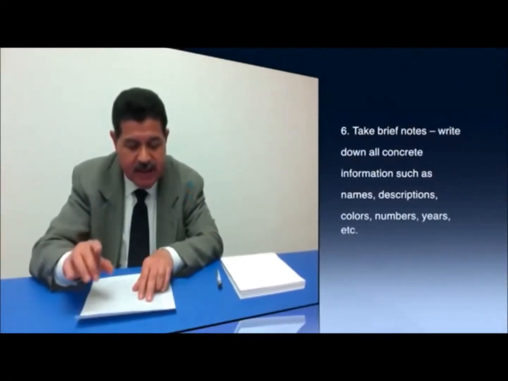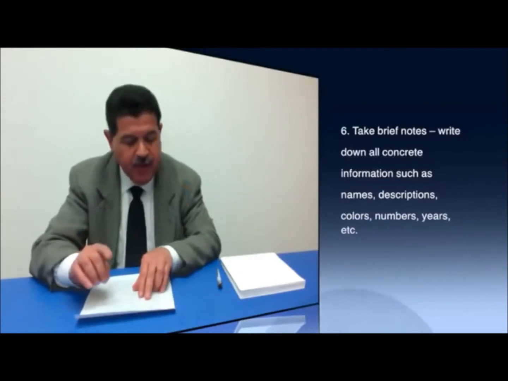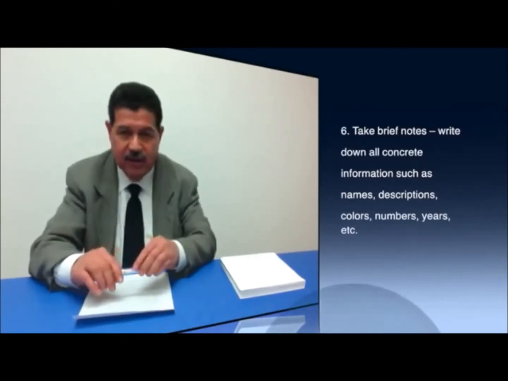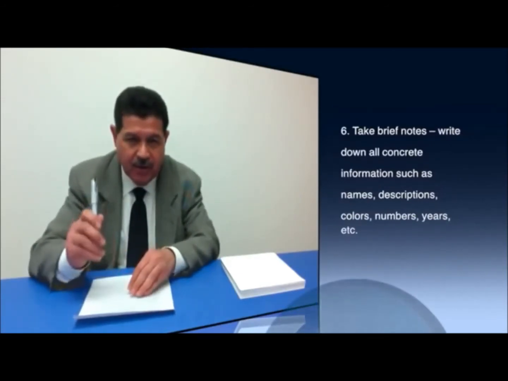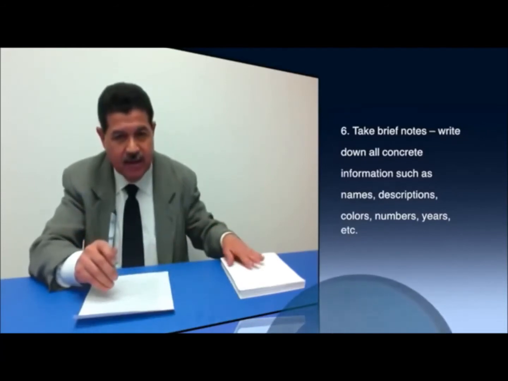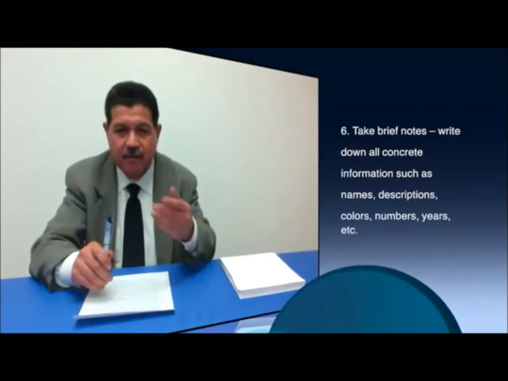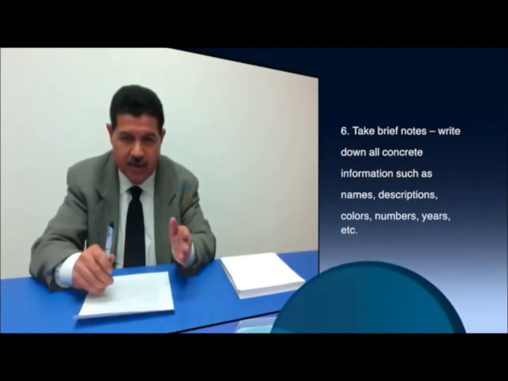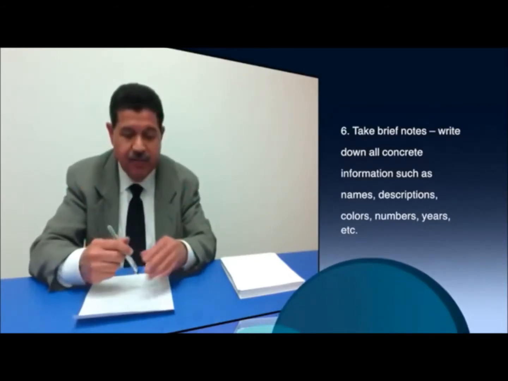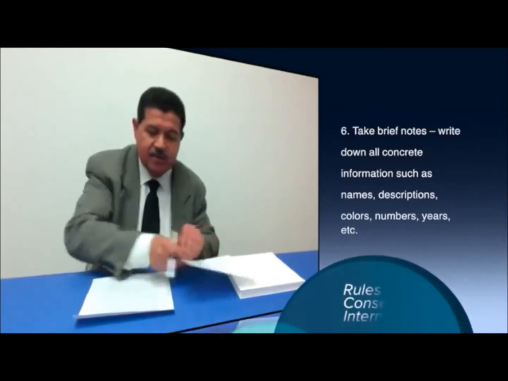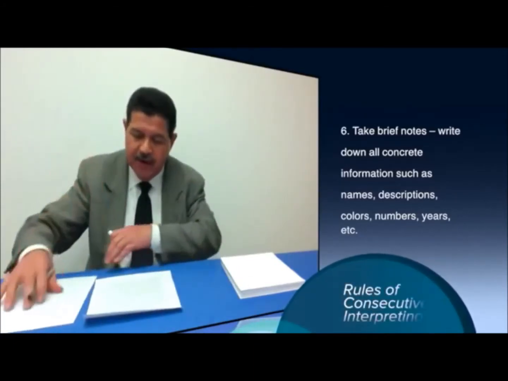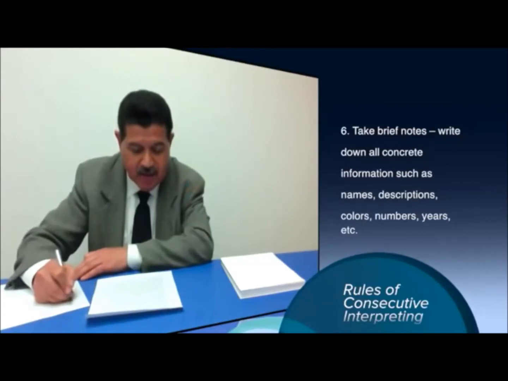Okay, that takes us to number 6. Take brief notes. At the consecutive, and only at the consecutive, they will provide to you a writing utensil and lots of paper for you to take notes if you wish. The notes don't count for you or against you. They're going to be thrown away when you're done with the exercise. But take advantage. Take the piece of paper and the writing utensil and take notes.